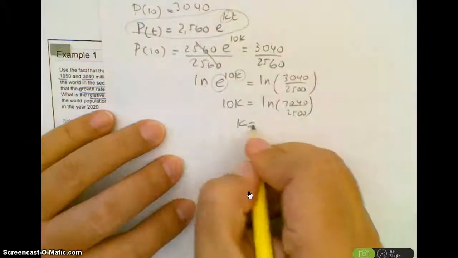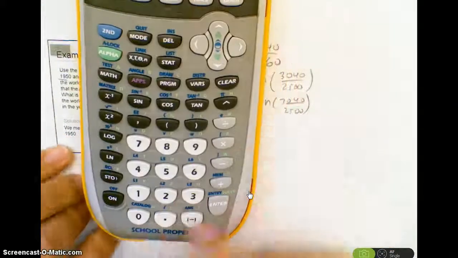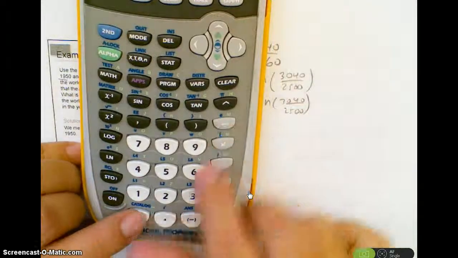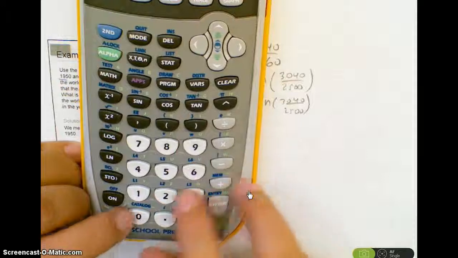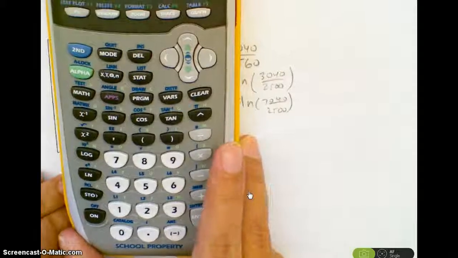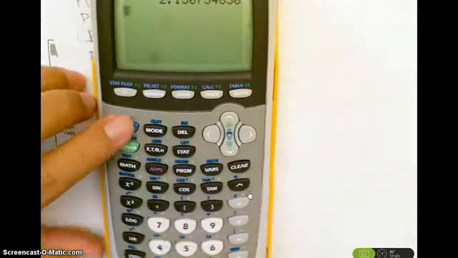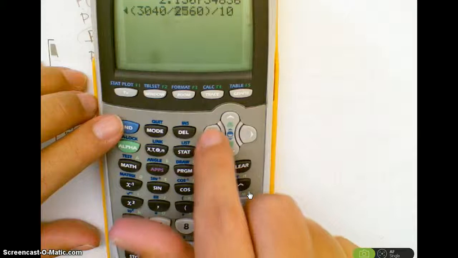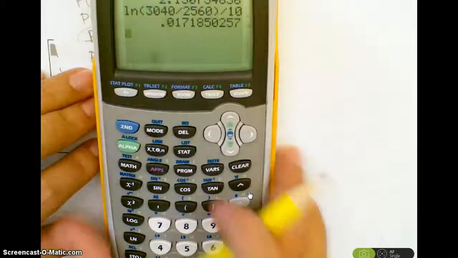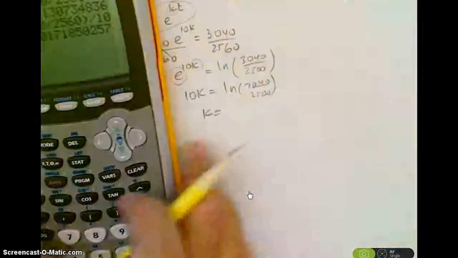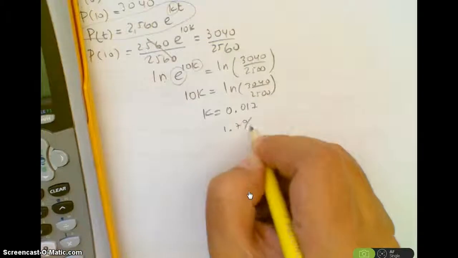So when I do that, I have k, and I can do that directly on the calculator. Natural log of 3,040 divided by 2,560, and that divided by 10. And that's approximately, oh, I have something wrong here. Oh, I put an extra parenthesis, I think. Okay, now it's better. So I have k is approximately 0.017, which is 1.7% per year.